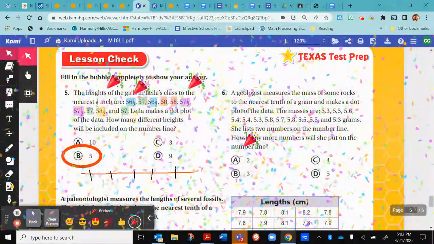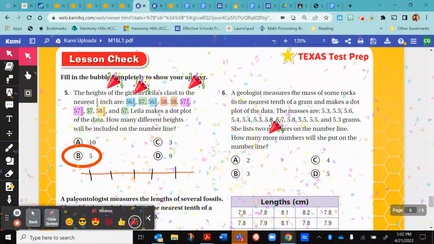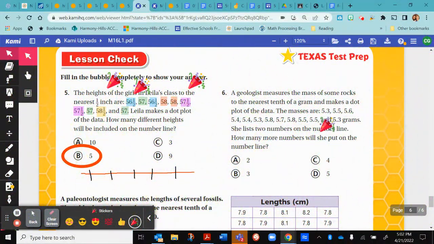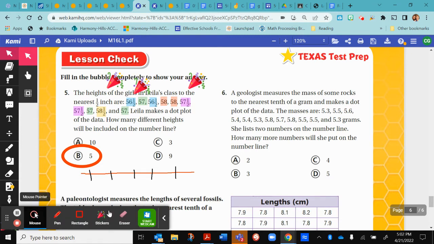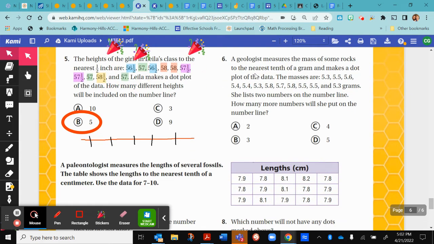The geologist measures the mass of some rocks to the nearest tenth of a gram and makes a dot plot of that. Now, you guys have done that in science in the very beginning of the year when you used the triple beam balance. So you were measuring the mass of rocks or objects.